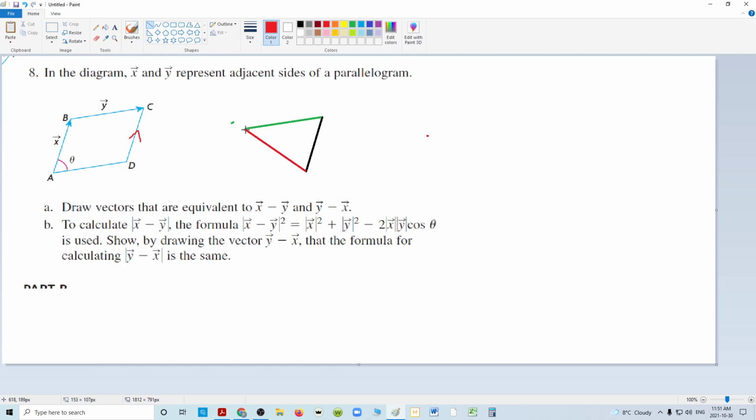If I were to place that on the parallelogram, look at that. It's the same as the diagonal there. So you could also call it DB, because this is going that way. So you could say it's DB. So draw vectors that are equivalent to x minus y. It would be DB. And that's about it.